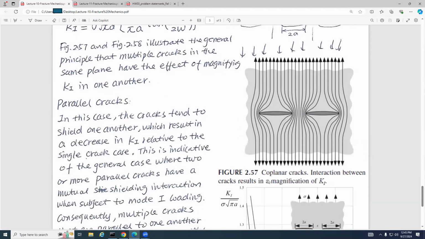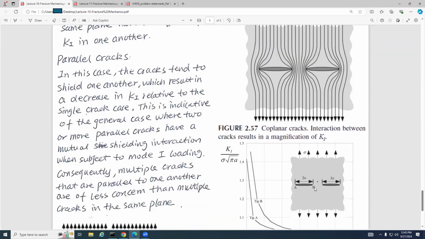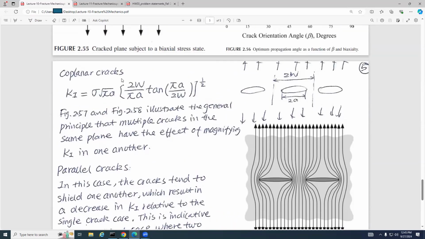The general principle is that multiple cracks in the same plane have the effect of magnifying Ki in one another. So they magnify each other, because of this crack's existence the crack tip Ki will be high. So this is the coplanar cracks.